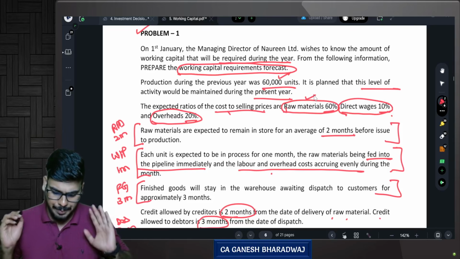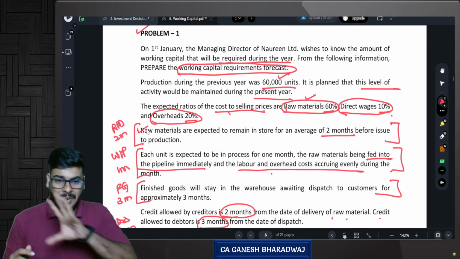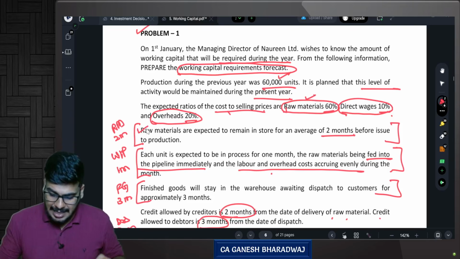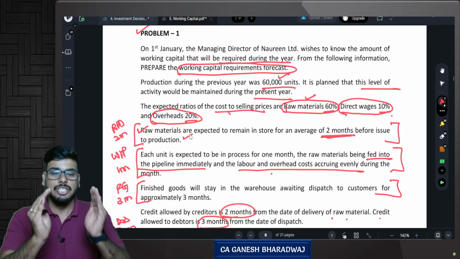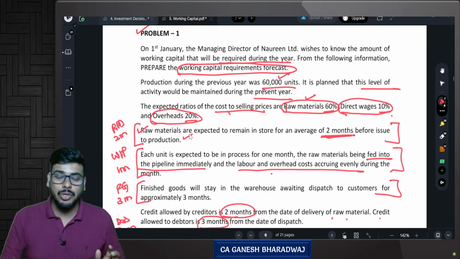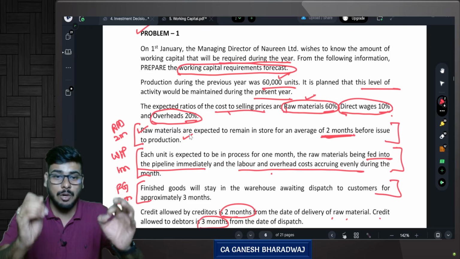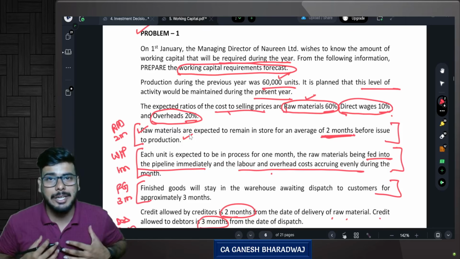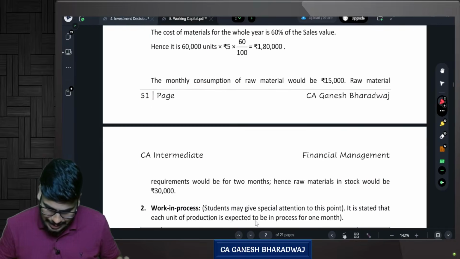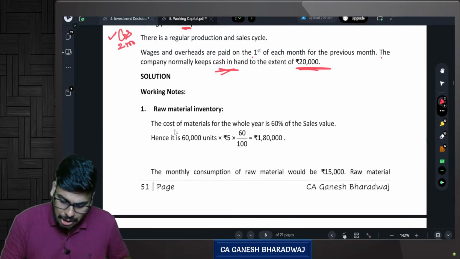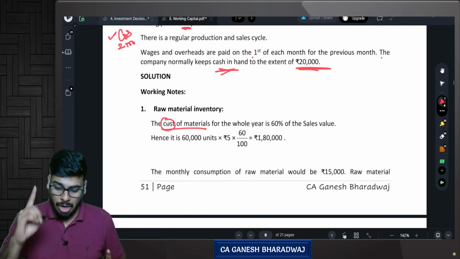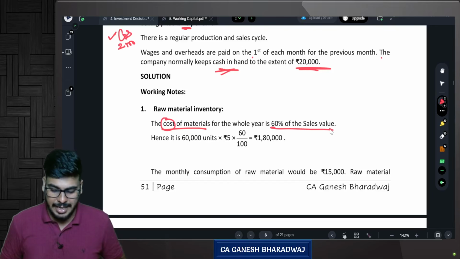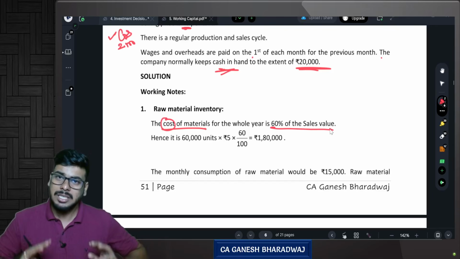So now you tell me, raw materials, if I buy today, I will be keeping it for a period of 2 months before I issue it to production. So basically, what is the amount of investment that is required for raw material? Can you tell me? Now, look, the cost of materials for the whole year, this is cost, not the investment. Cost of materials is 60% of the sales value, correct? So what is the total sales?